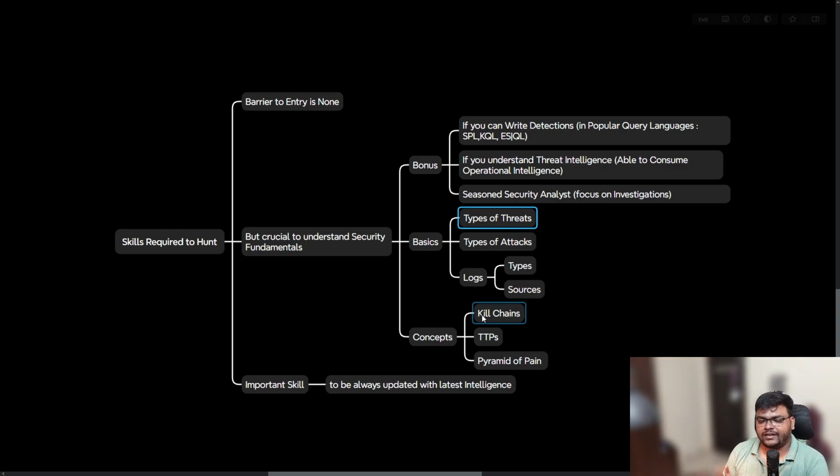We want to write our queries in a fashion that they detect invariance. No matter what path the attacker chooses to achieve his goal, the query or the analytics should be invariant to the attacker's technique. You will be able to achieve that only when you understand TTPs, right? So that is again a very important concept.